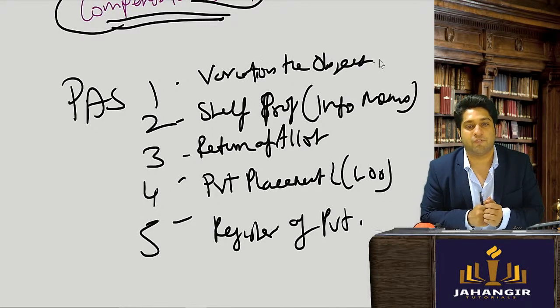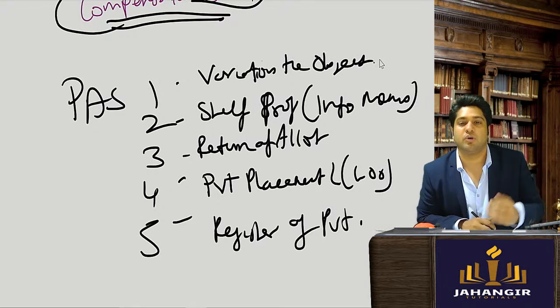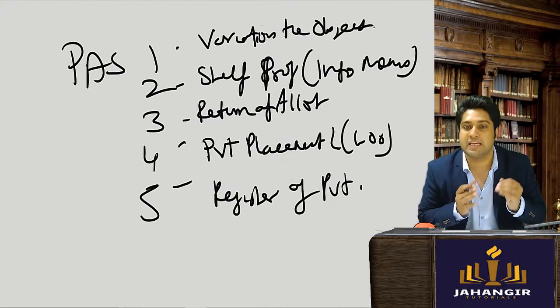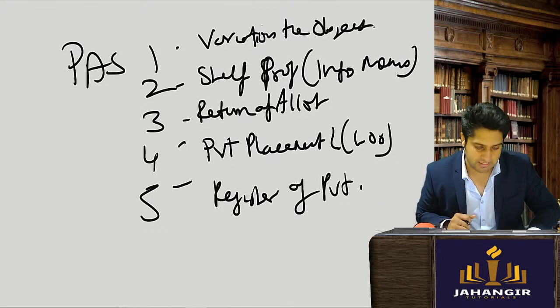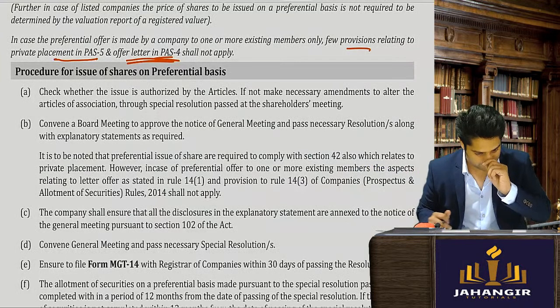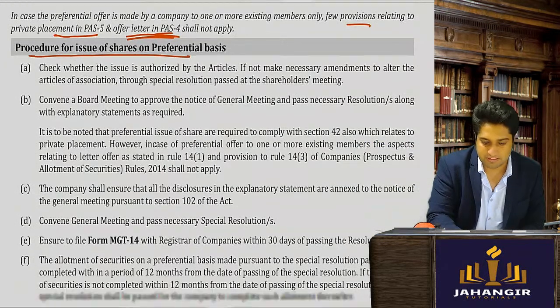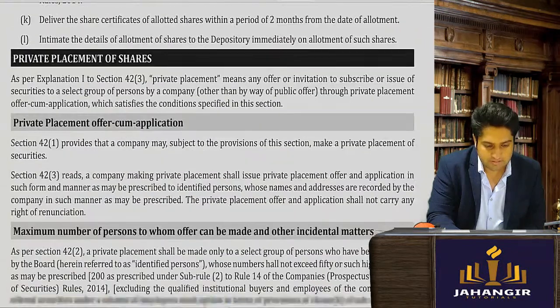Then you need to file PAS 1, that you're going to alter the object. You've raised money for purpose A, but now you're varying the object, and PAS 1 will be filed. Procedure for allotment, again very simple, since it is a special resolution, same forms.